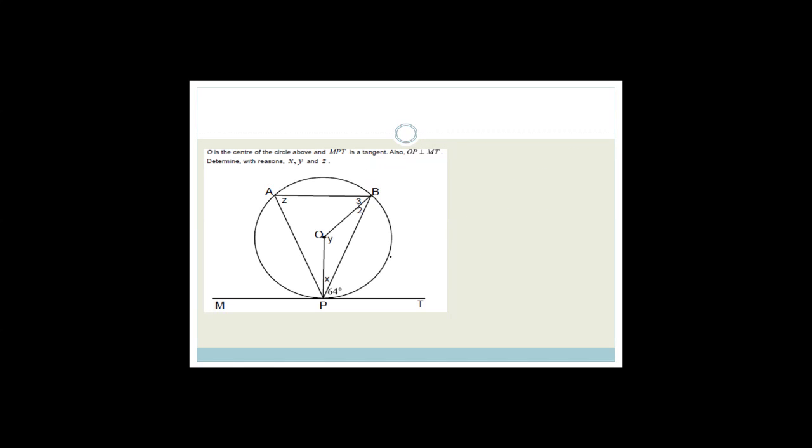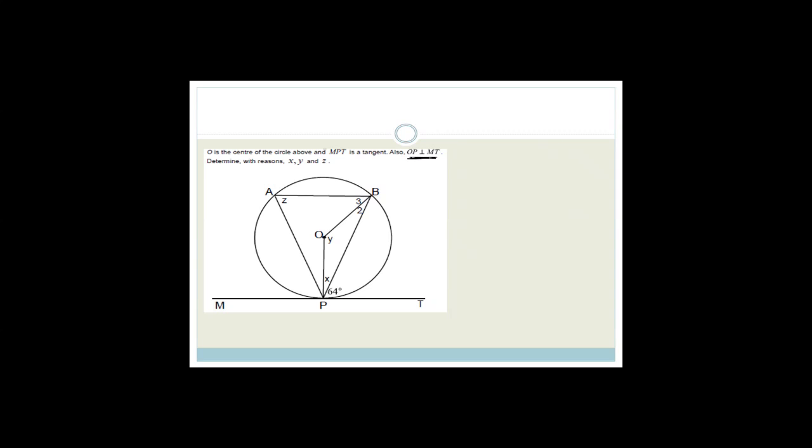Okay, now this is a typical exam question example. So we're going to go through it nice and slowly. And you will notice that they've kind of cheated. They've used numbers 2 and 3 here as well as X's, Y's and Z's. So what they're really saying is that this is angle B3 and this is angle B2, okay? So it says O is the center of the circle above, and MPT is a tangent. Also, OP is perpendicular to MT.